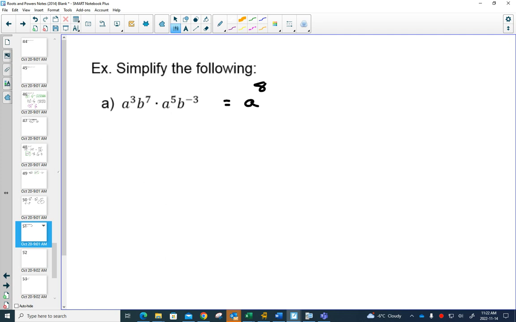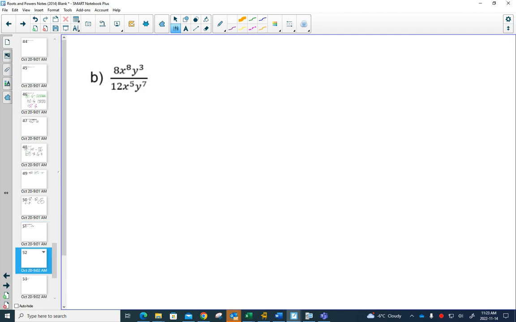So you would have 8 A's, and b to the 7, we're multiplying, so I add my exponent. 7 plus negative 3 would be b to the 4. You did it? I did it. Nice. Yeah, that's the only one I got. I gave up on others. A fraction.